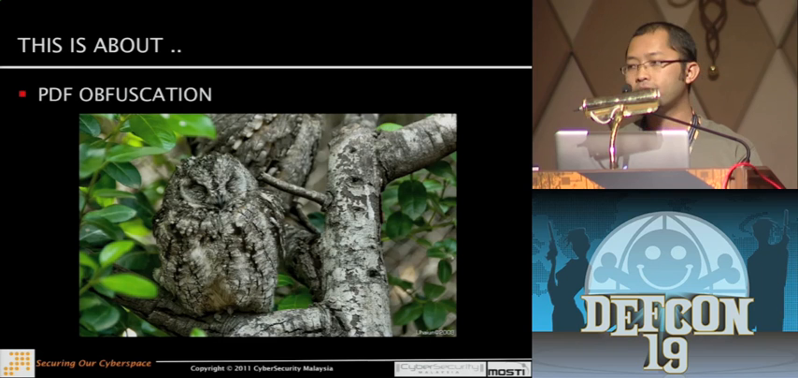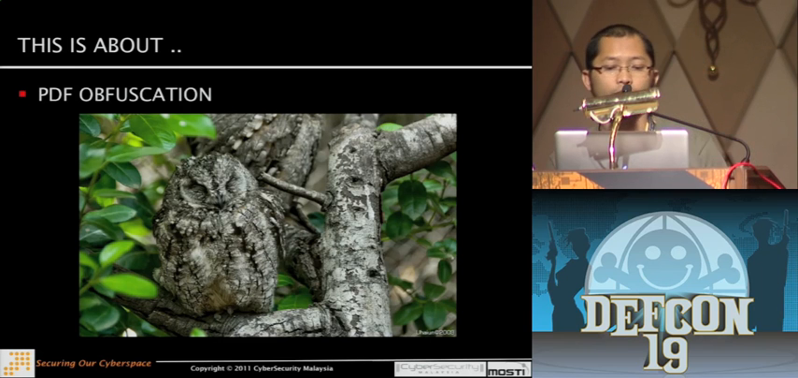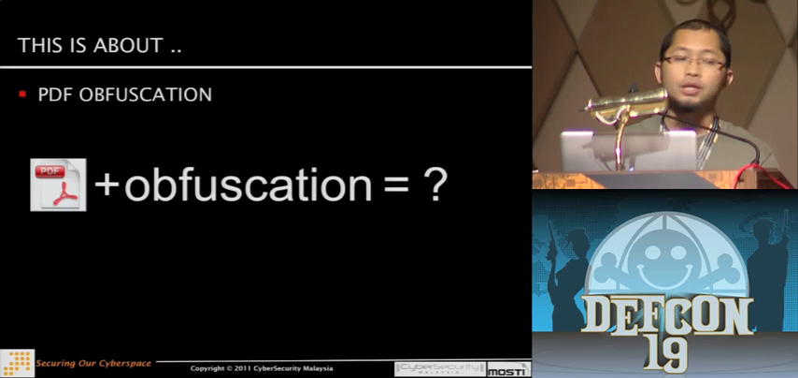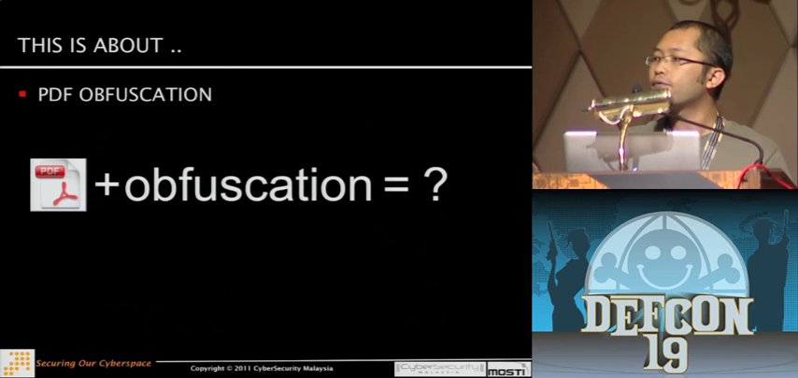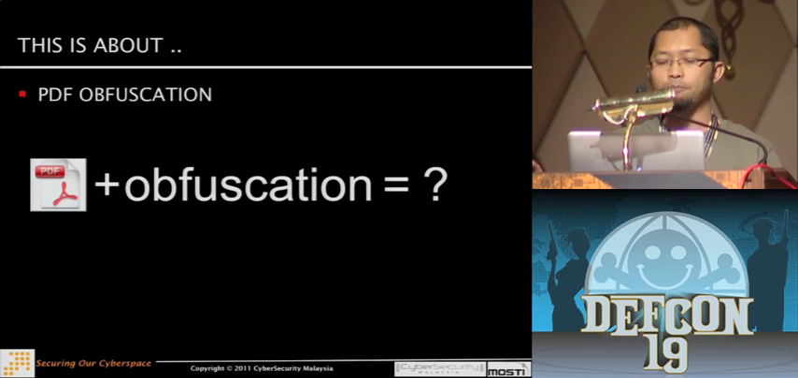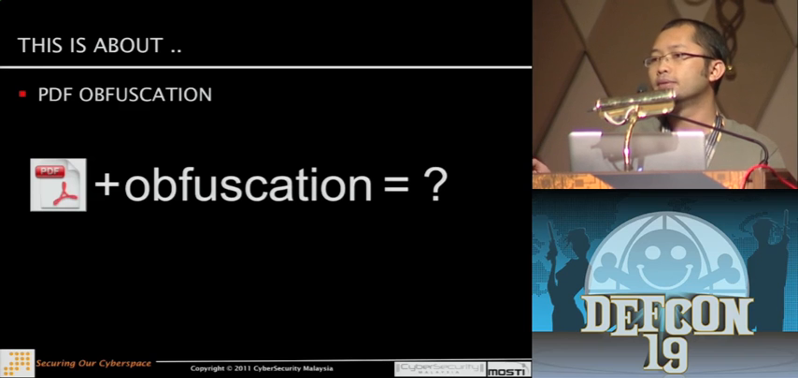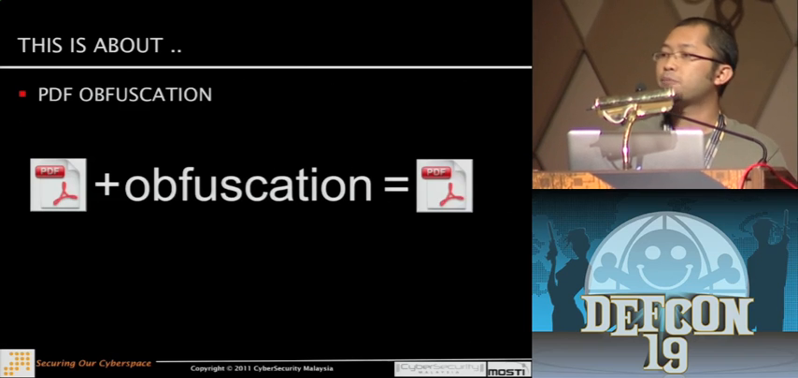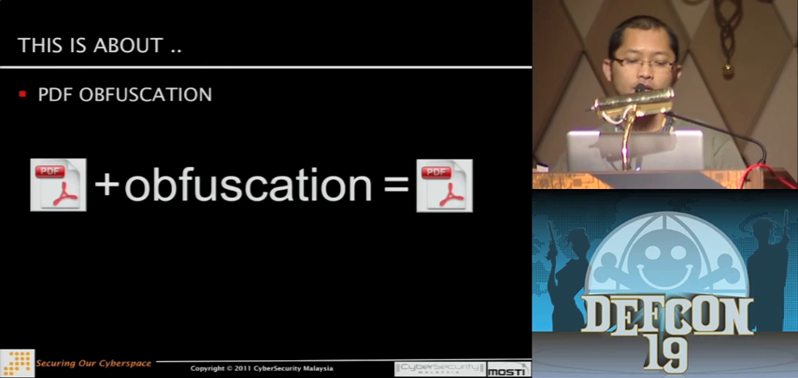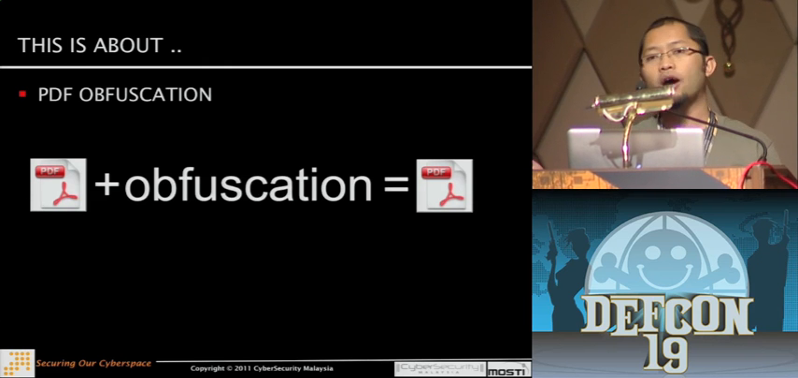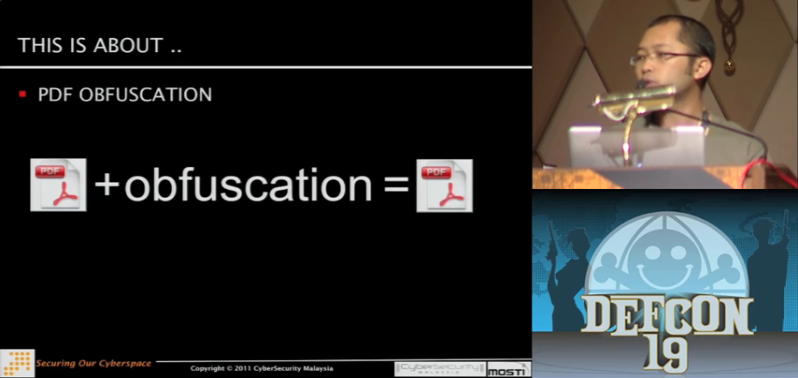Plainly, we're talking about PDF obfuscation, which is pretty much the same as camouflage. Call it obfuscation or whatever you want. When you have a PDF plus obfuscation, what do you expect it to become? A Transformer, maybe? Not really. Of course, you expect it to become a PDF as well. So the topic for today is: you have a normal PDF, or a PDF that we exploit, and then you want to obfuscate it.